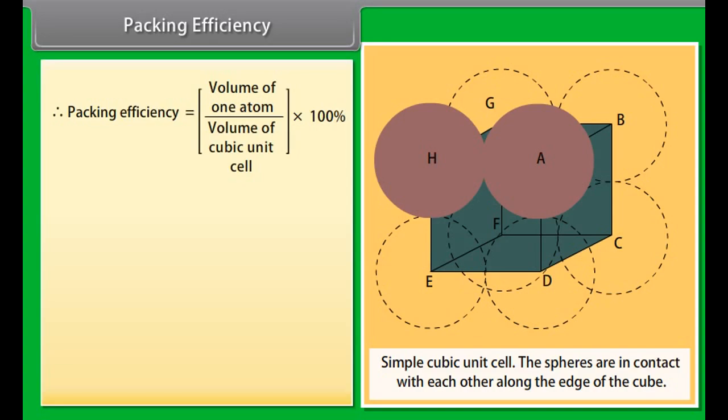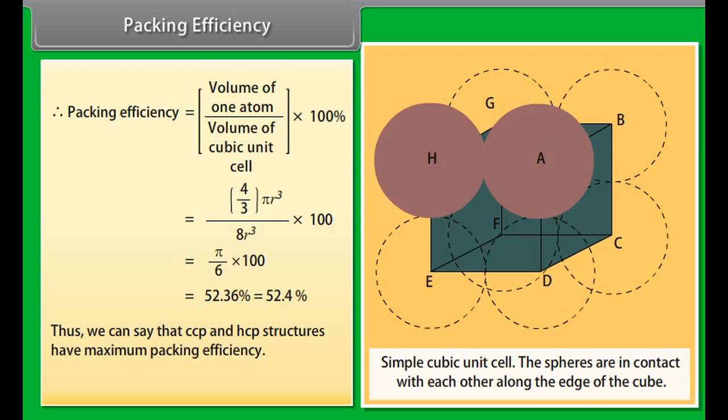Therefore, packing efficiency is equal to volume of 1 atom upon volume of cubic unit cell into 100%, which is equal to 4/3 pi r cube upon 8r cube into 100, which is equal to pi upon 6 into 100, which equals 52.36%, which is equal to 52.4%. Thus, we can say that CCP and HCP structures have maximum packing efficiency.